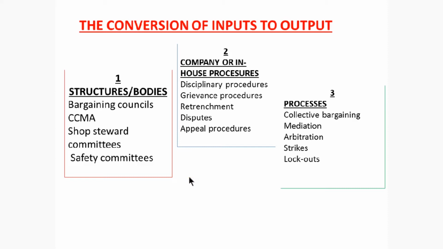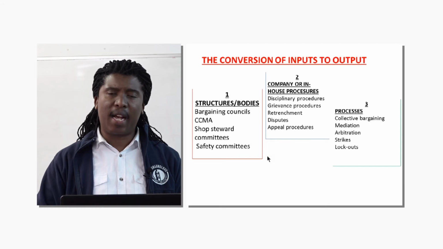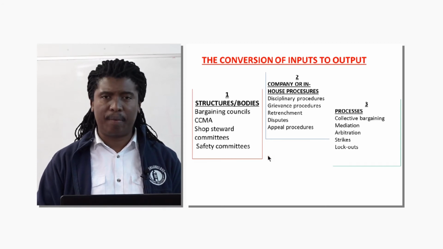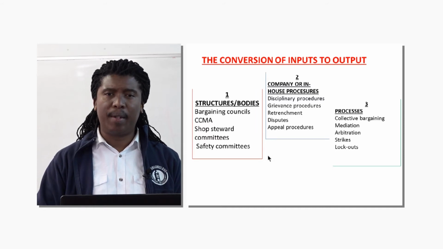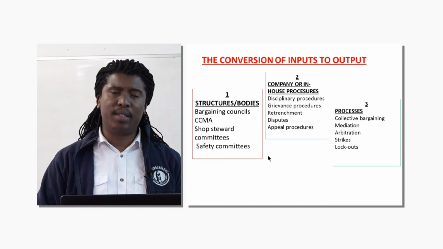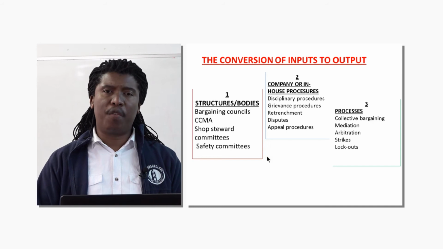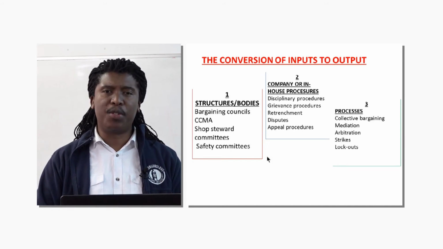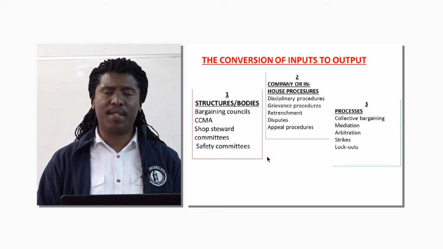The third part is converting these inputs into output. What is important here are the structures to convert input into output. We have structures or bodies, company or in-house procedures, and processes. In terms of structures or bodies, we have the bargaining council. A bargaining council is there to discuss matters of mutual interest or bread and butter issues. For example, at bargaining council level, they negotiate salary increases, leave, job descriptions, and trainings. An example of a bargaining council is the one used by the public service, the General Public Service Sectoral Bargaining Council.